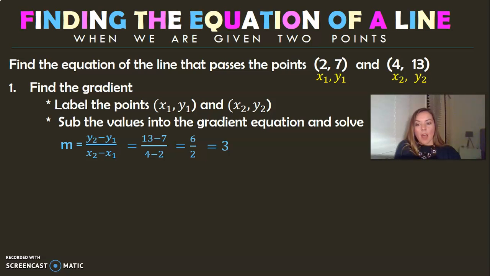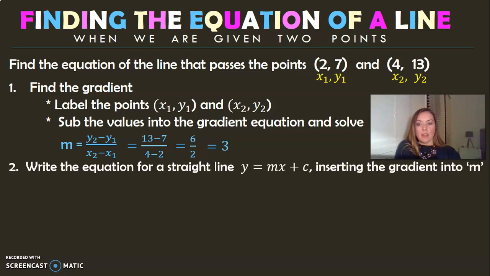Now that I have that, I can write the equation for the straight line, which is y equals mx plus c. I still don't know my c value, my y-intercept, but I'm just going to put the 3 into the m spot in that equation. So that's going to give me y equals 3x plus c. So I know most of the equation, I just need to know the y-intercept. Now I look at the points and I have no way of knowing what my y-intercept is at this stage. I don't have a graph to look at. So what I need to do is get one of these points. It can be either of them, it doesn't matter which one. And we're going to substitute one of those into the equation here to solve c.